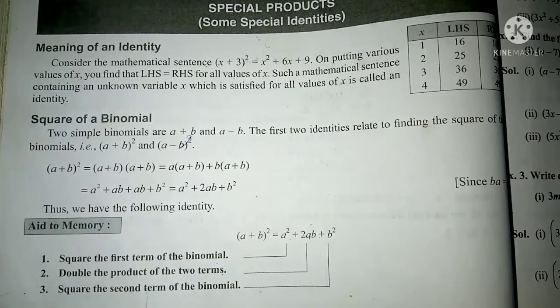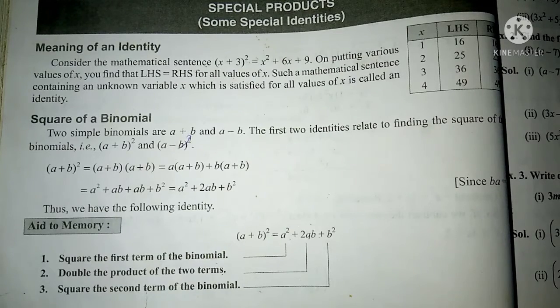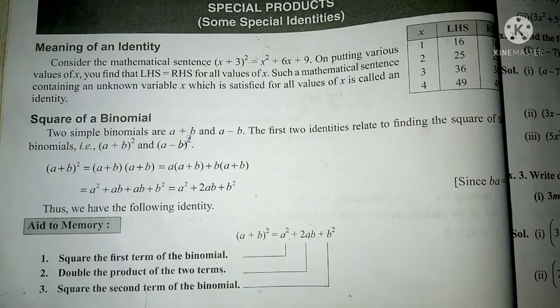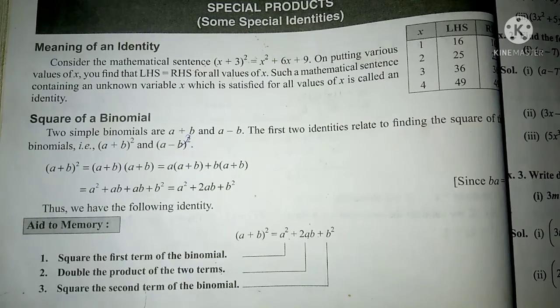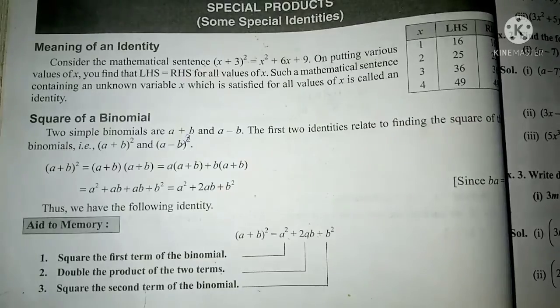It's a very simple process. First of all, we have to square the first term of the binomial, and secondly, we'll double the product of the two terms, and then thirdly we'll square the second term of the binomial. So this is how we can find out the square of a binomial.